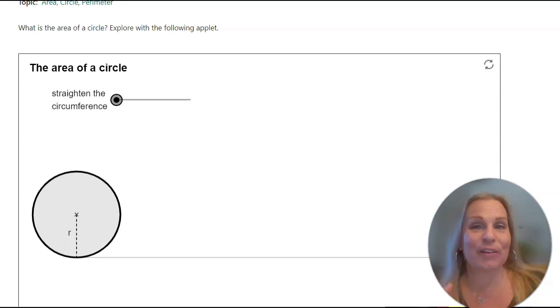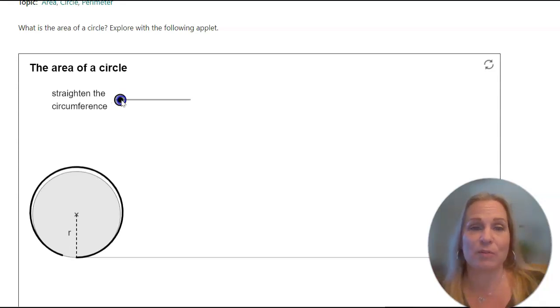Before we work on the question set for this lesson, I want to show you this really cool investigation into where that area of a circle formula comes from. So we have a circle here, and you can see the radius is marked. I'm going to pull this slider and straighten the circumference.